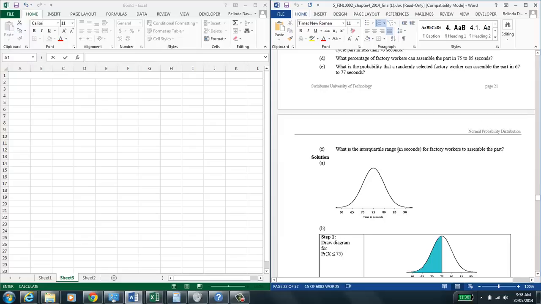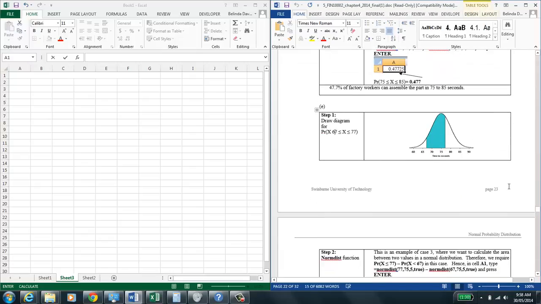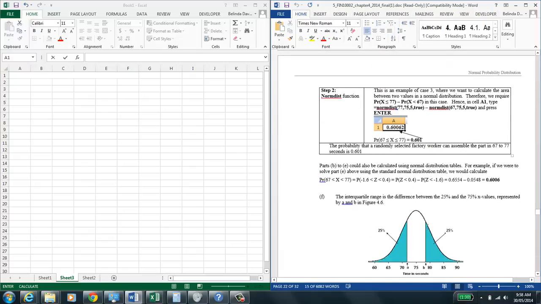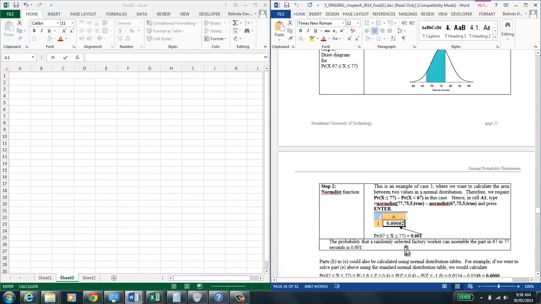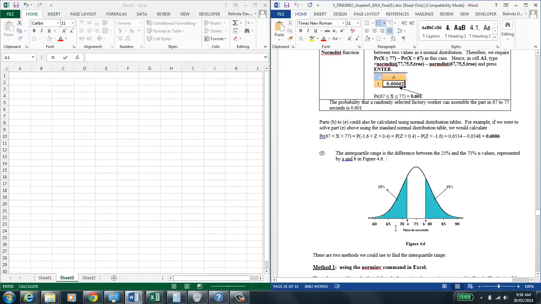Now, let's look at the diagram that we would draw in order to answer this question. Here it is. So we're looking at the interquartile range. First of all, we need to determine the probability associated with the first quartile, which is the first 25% of scores, the lowest quartile. The top quartile is the top 25% of scores.